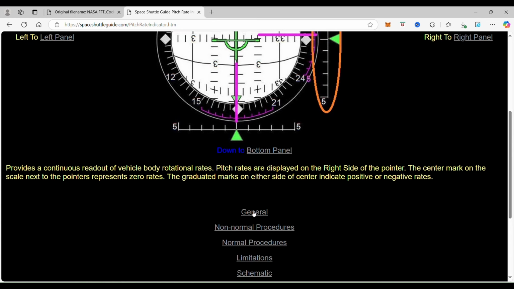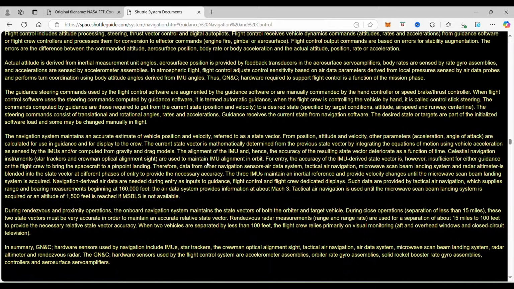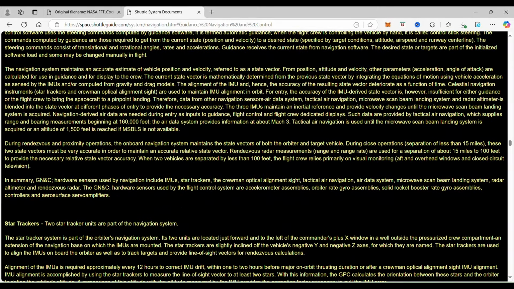Now, if we go into general, we're going to go into the guidance, navigation, and control, and you can see that we're operating in 2 modes, stick steering or auto. Auto is the autopilot where the ship's computer is actually flying the spacecraft, and then the manual is with the control stick.